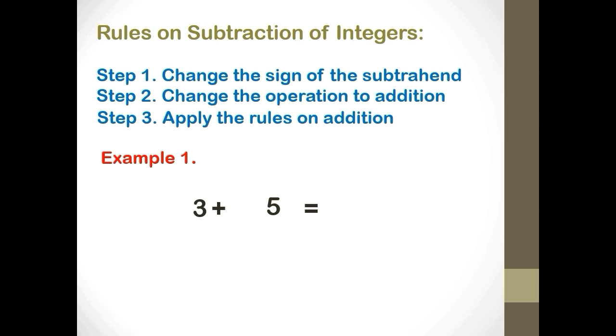Now, what is the rule on addition? If the numbers have the same sign, we simply add their absolute value. So 3 plus 5, you have 8. And then, since they both have the same sign, which is positive, therefore, our answer is positive 8.